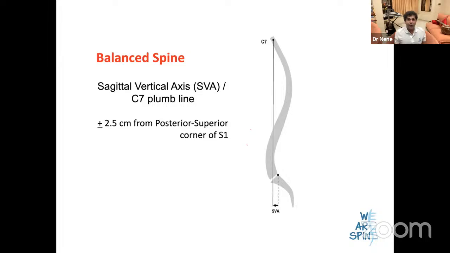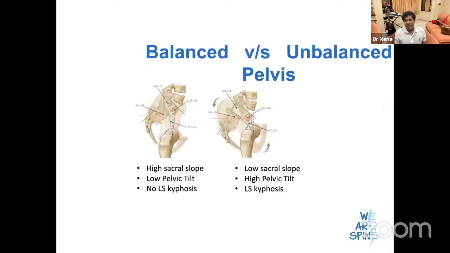So in the end, you all know a balanced spine is a spine where the center of gravity, that's the C7 plumb line, drops within 2.5 centimeters from the posterior superior corner of the S1. Then you have a balanced spine. So in the end, if you can get this, you know the gravity line is working in your favor. And a sacrum that's nicely sloping, a horizontal pelvis, with a low pelvic tilt and no lumbosacral kyphosis, this is a balanced pelvis.